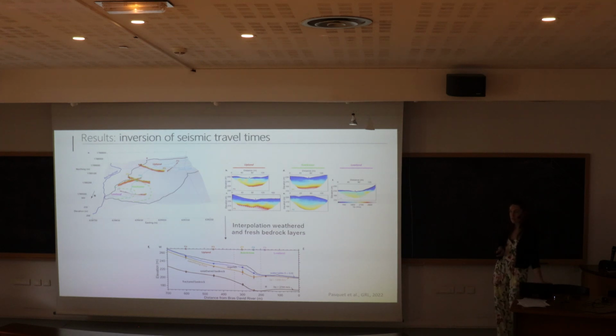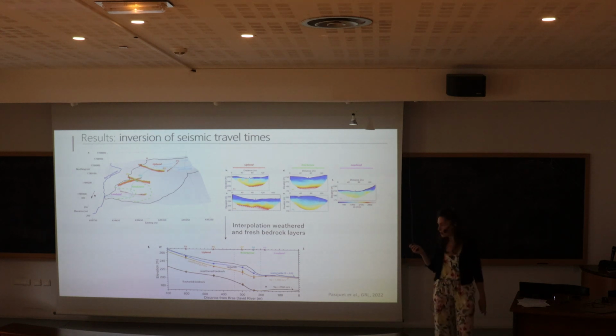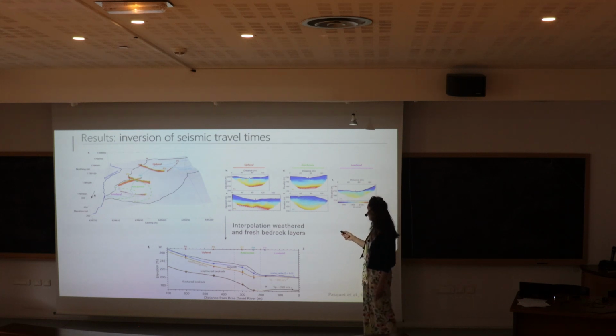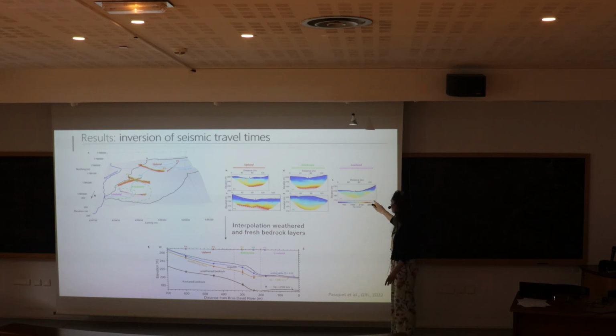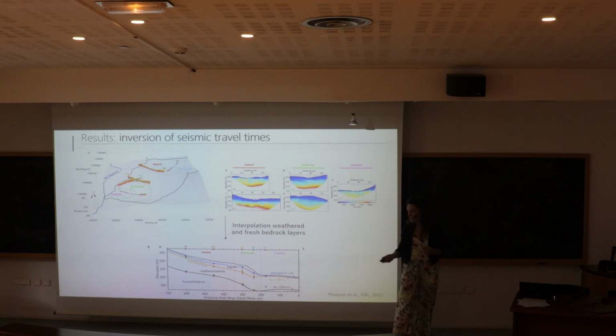Just here I will make it simple, because it's already published. Some profiles have been made, and based on the inversion of seismic travel times, the velocity has been deduced. From that, to make it simple, the speed here corresponds to a material that's hard, while here it corresponds to a weathered material. So based on that, we've been able to get an idea of the weathered layer and of the unweathered bedrock layer, and we interpolated it over the whole catchment, which is what you can see here.